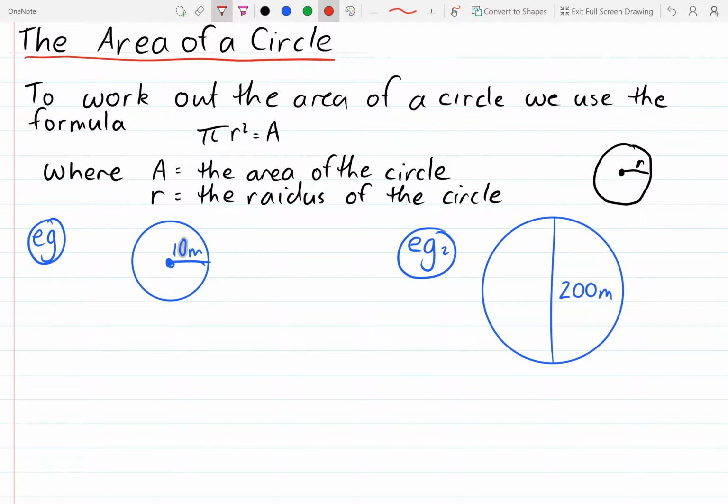So what I'm going to do today is take you through the procedure for working out the area of a circle, and we're going to do a few examples, and then I'll give you a little bit of an intuition as to why it works. Okay, but first of all, working out the area of a circle.